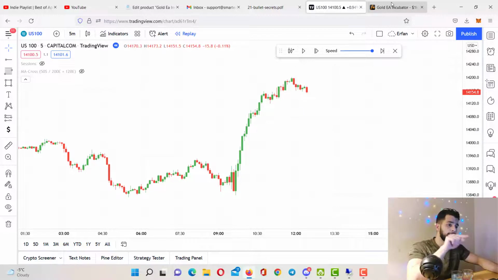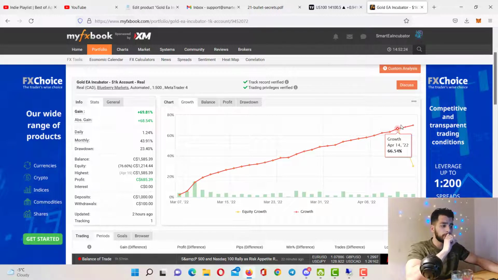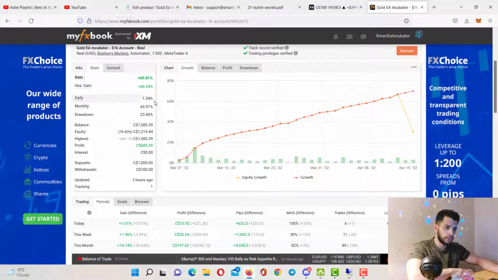And before you go, let me show you the results of Gold Incubator during London session, guys. We had a very small drawdown, it's not a closed profit or a closed loss, it's a drawdown that we had on April 14th. Today's date is April 19th, and overall we gained over 70% profit, which is almost 1.24% gain daily on a $1,500 account, which is $685 in profit, guys.